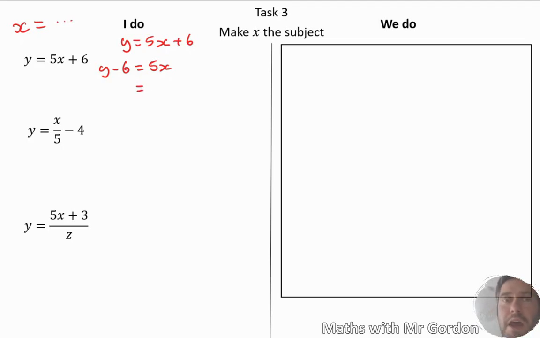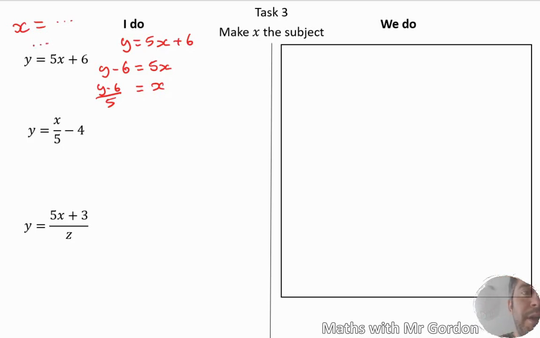And the first part of x's journey, it was multiplied by 5, had 6 added, so we're reversing that. We took away 6, and now we're going to divide both sides by 5. So when we divide the right-hand side by 5, we just get x. And on the left, we get y minus 6 all over 5. And that's it. Okay, I've said over here, you end up with x equals something.